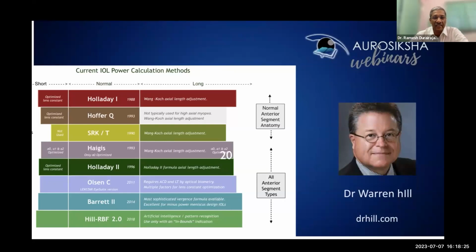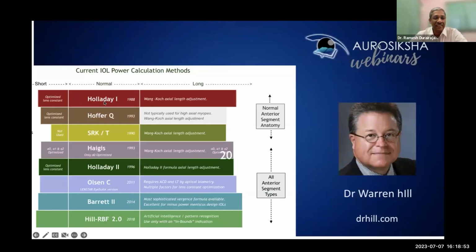If you look at the current generation formulas, we have a huge number of them. On the right-hand side, we have the picture of Dr. Warren Hill, whom Dr. Shanbhag Prabhu alluded to in his talk also. He is a father and a teacher for almost the entire world. I request all of you to see his site, drhill.com. He's got a wonderful section on biometry. He updates it and we can all learn from that.